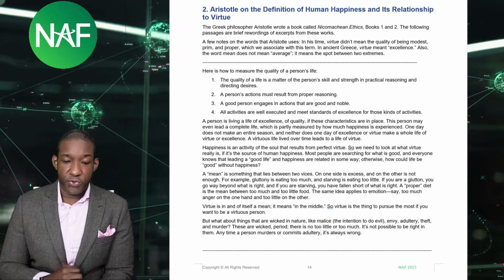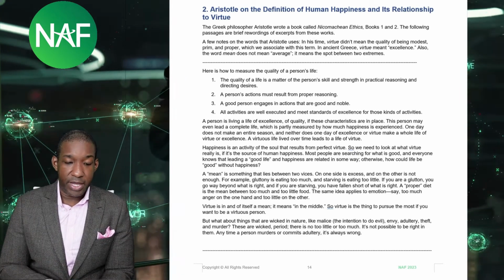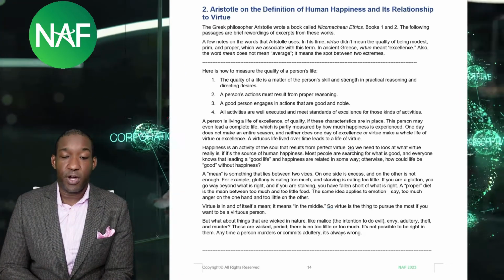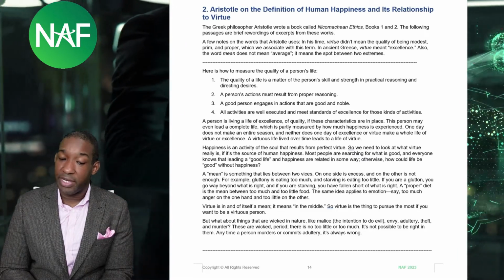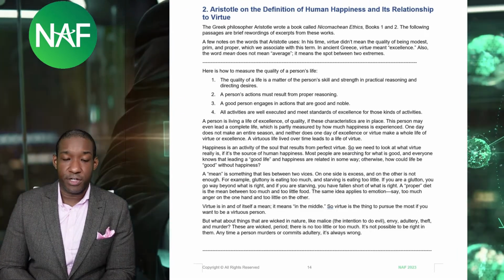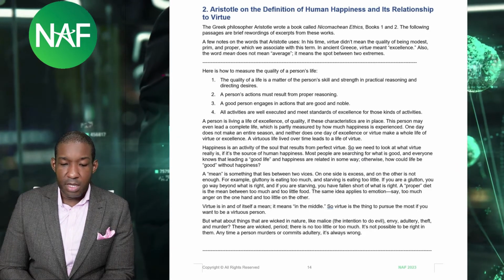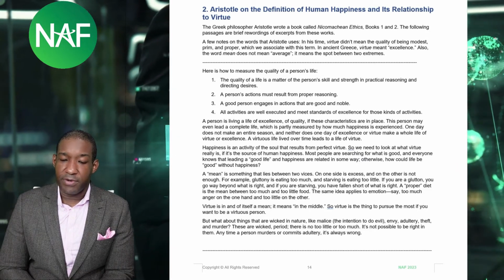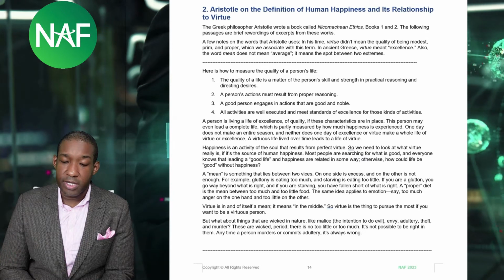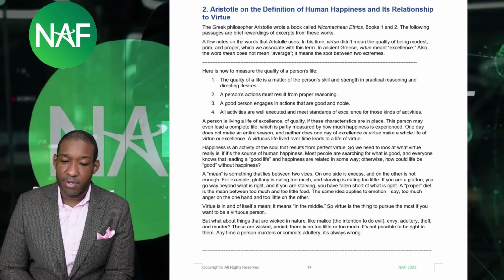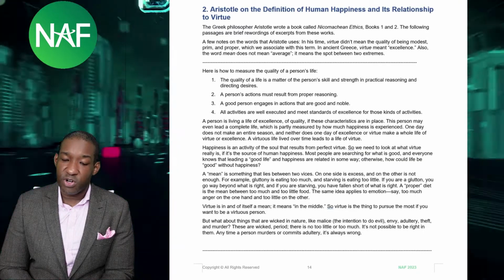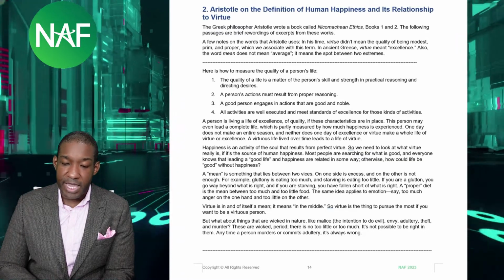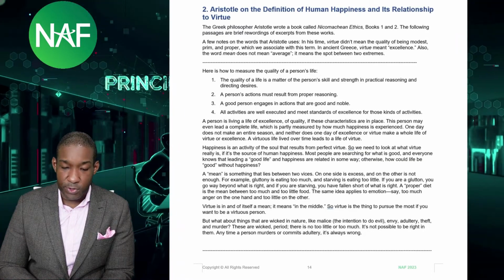Once you are finished with the first story, Plato and the Ring of Gyges, let us move on to Aristotle on the definition of human happiness and its relationship to virtue. The Greek philosopher Aristotle wrote a book called Nicomachean Ethics, books 1 and 2. The following passages are brief rewordings of excerpts from that book, from these works.